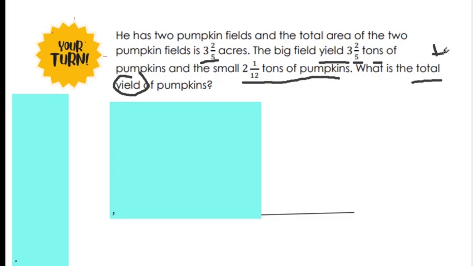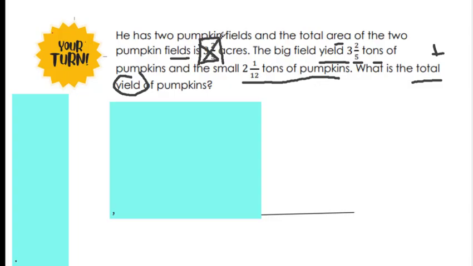What am I adding? Let's go back and see what each one of these numbers represent. This number here, what is this number? It's the total area of the 2 pumpkin fields. Well, we don't need that information. We don't care about the area. We want the yield. So let's cross that out. We don't need that.